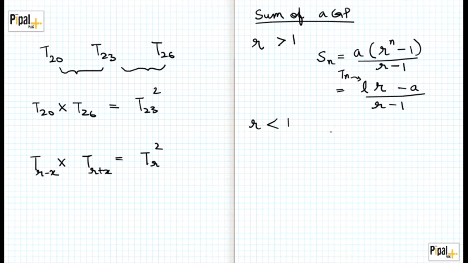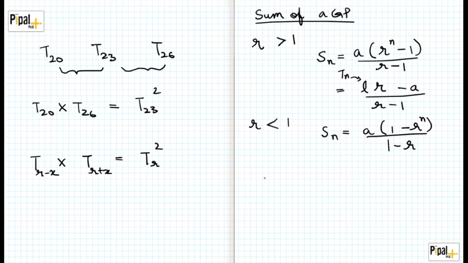Now when R is less than 1, the sum of n terms is simply A multiplied by 1 minus R to the power n divided by 1 minus R. So this is how we can find the sum of a series where the common ratio is less than 1.